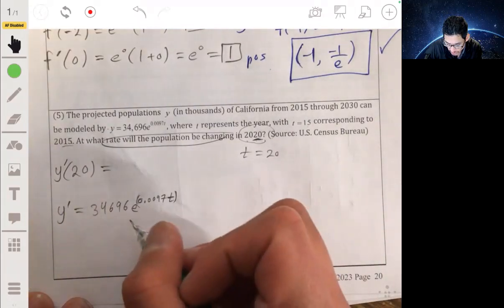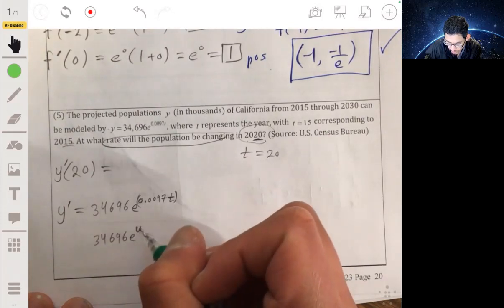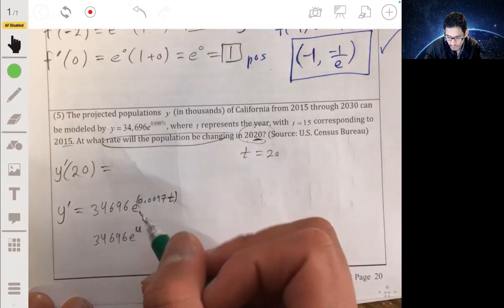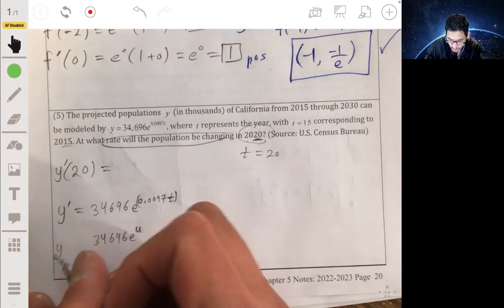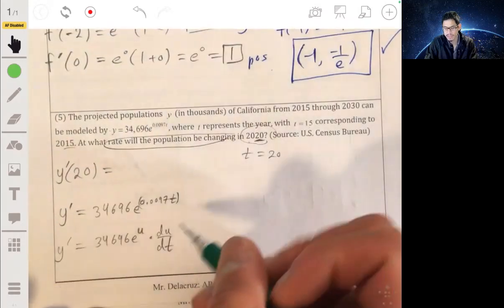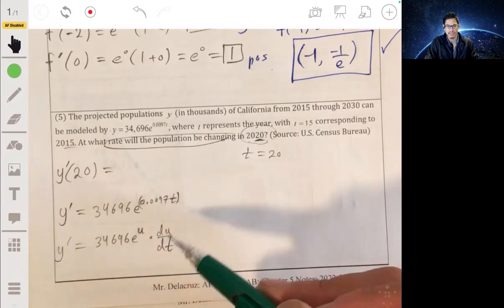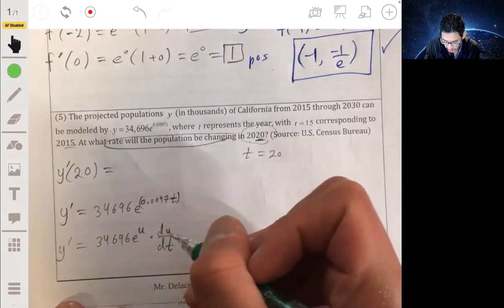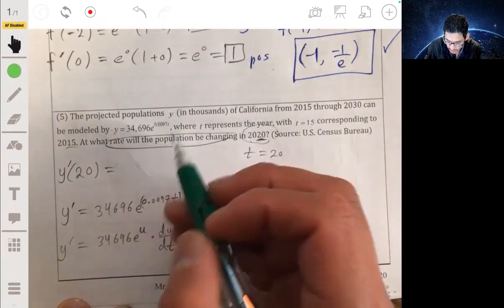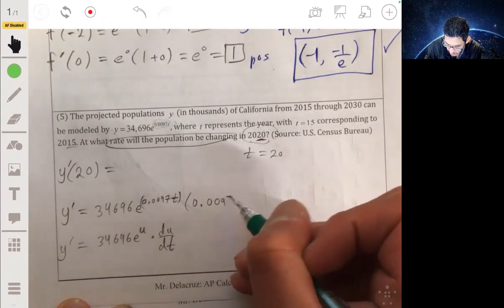Because remember, if it helps, maybe think of this again as 34,696 e to the u. So to find y prime, if u is that, it would be e to the u, and y prime would be this times du dt. Sometimes I don't even write this that much, because it becomes kind of easier just to remember it, and writing it can sometimes make it more complicated. But always keep the expression and multiply it by the derivative of the exponent. So the derivative of the exponent is simply 0.0097.